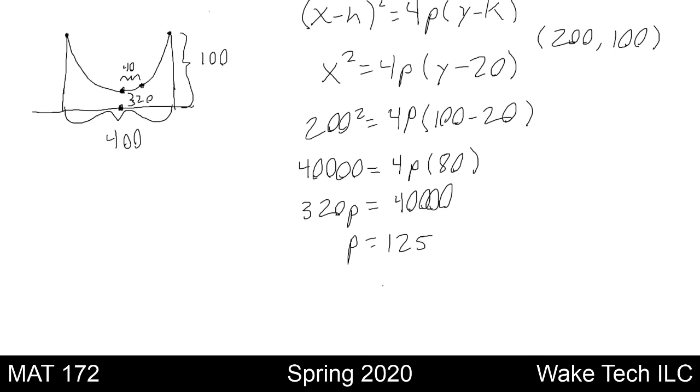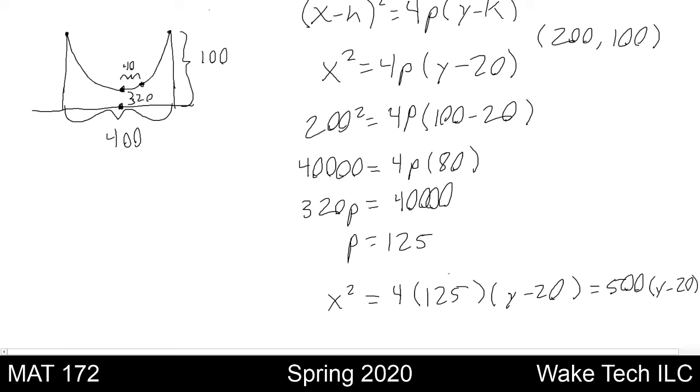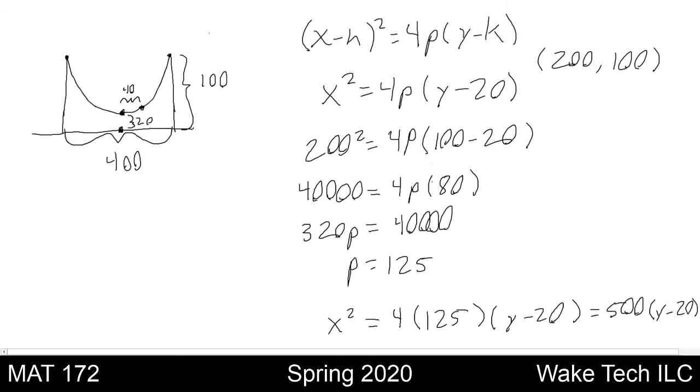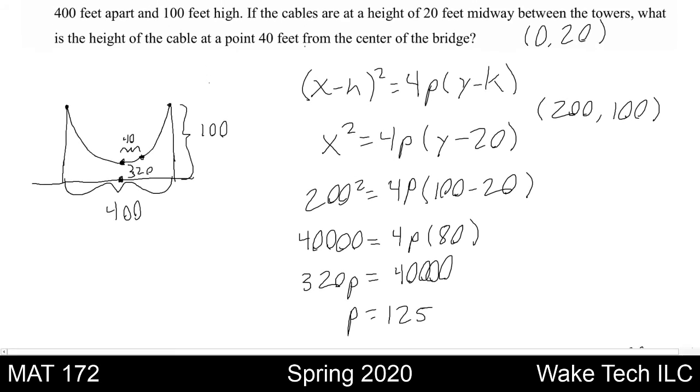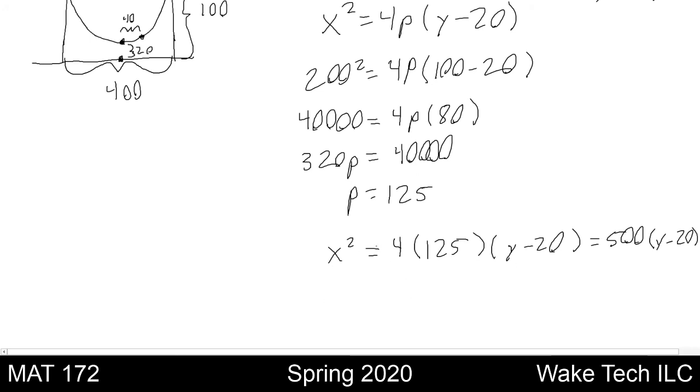Now that we know what p is, 125, we can write the entire equation. That is, x squared equals 4 times 125 times y minus 20. And we can even evaluate 4 times 125, which would be 500. This is equal to 500 times y minus 20. Alright, now back to what the question was asking, which is, what is the height of the cable at a point 40 feet from the center of the bridge? Well, remember that x is distance from the center of the bridge, so x equals 40 is a very fair assumption, and y is the height of the cable from the bridge. So all we have to do is plug in x equals 40 and then find y.